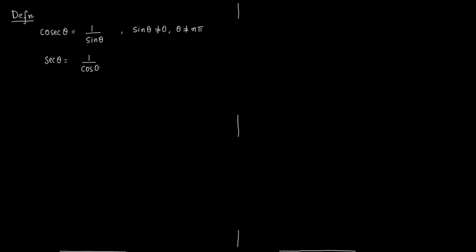Similarly, we have secant theta, which is 1 divided by cosine theta, or 1 by cos theta. Again, cos theta is not 0. That means theta cannot be equal to (2n plus 1) times pi by 2. Again, n is an integer here. So again, if cos theta is 0, you say secant theta is not defined at that angle theta.